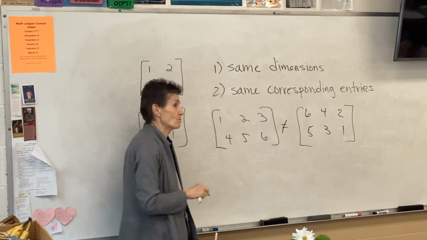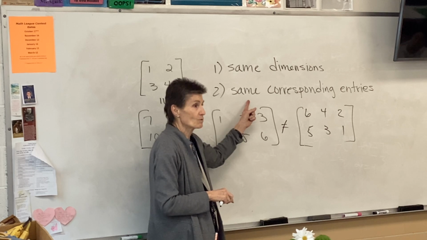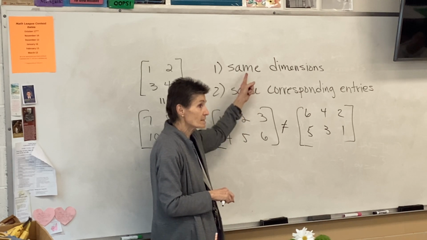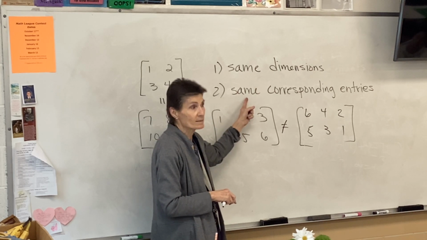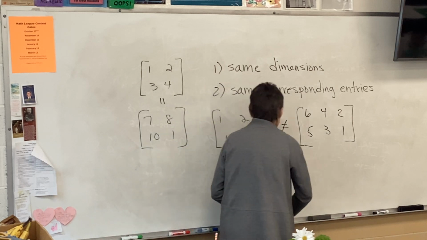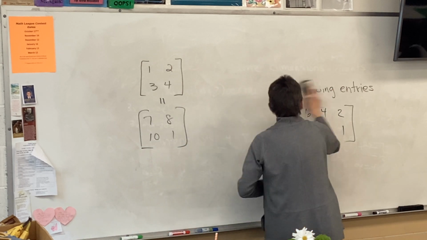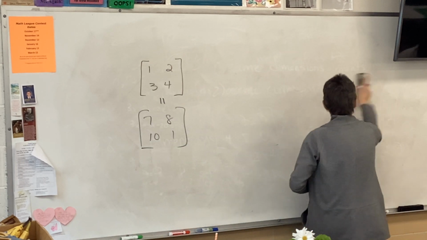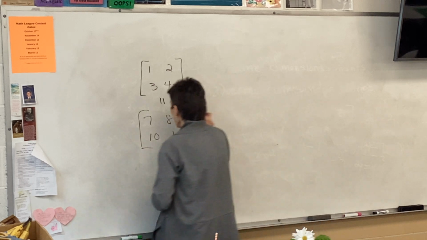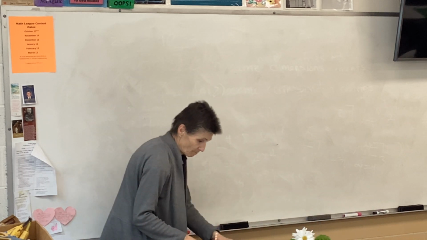Definition, equal matrices. Same dimensions, same corresponding entries. Same size, same numbers, and same spots. Okay? All right. Now, let's do some problems. Now, we have our basic definitions. We sort of know what's what. So now we're going to do some problems.